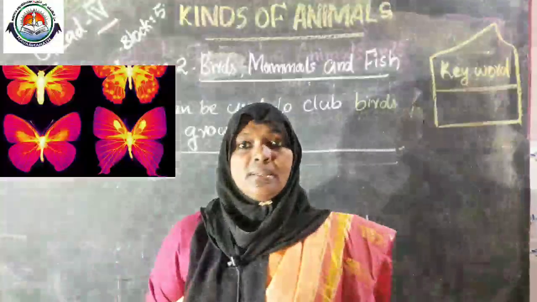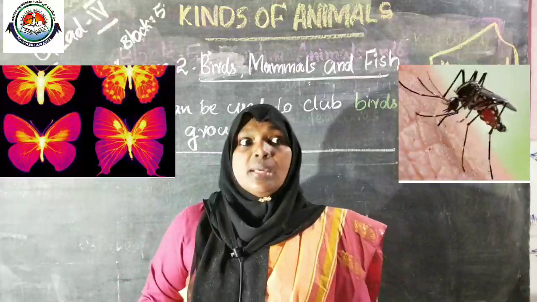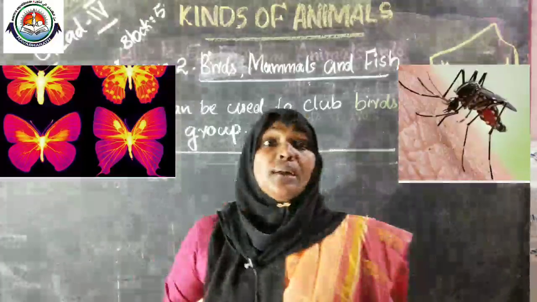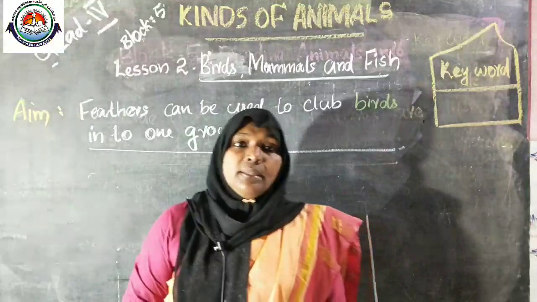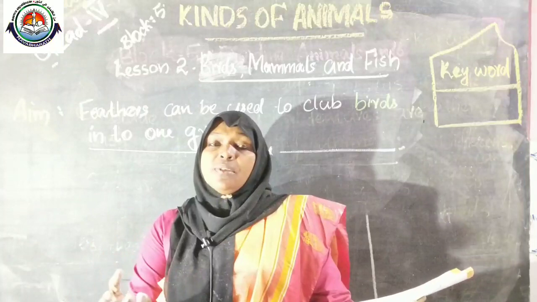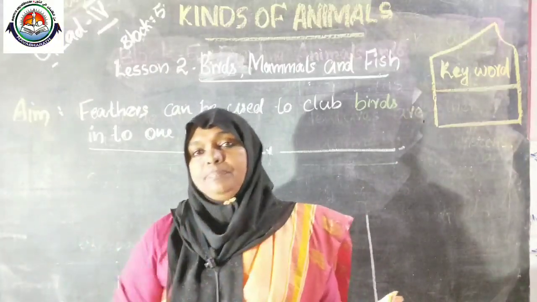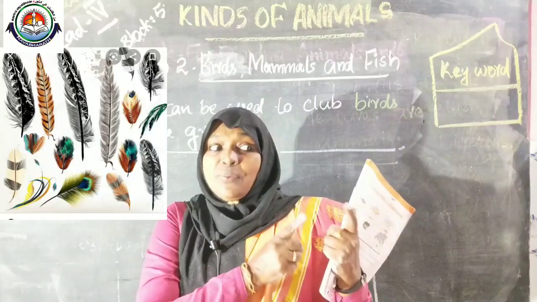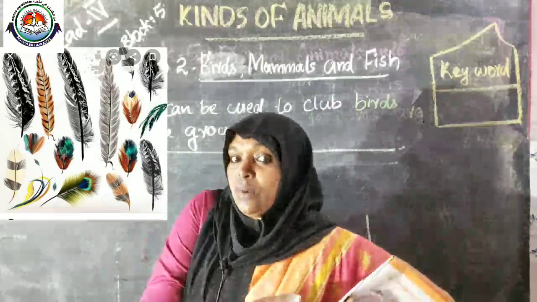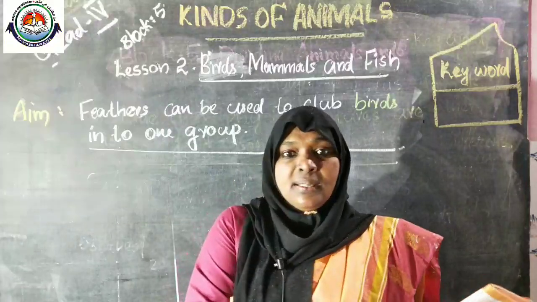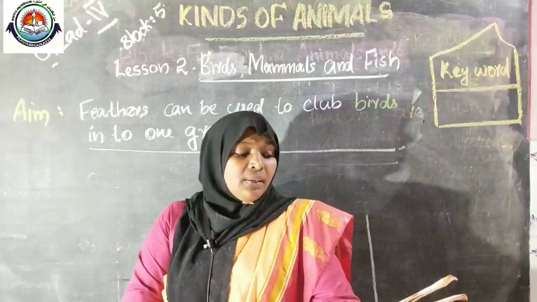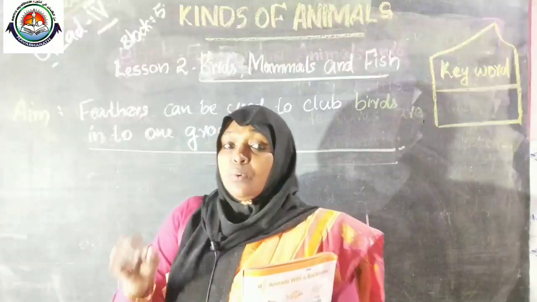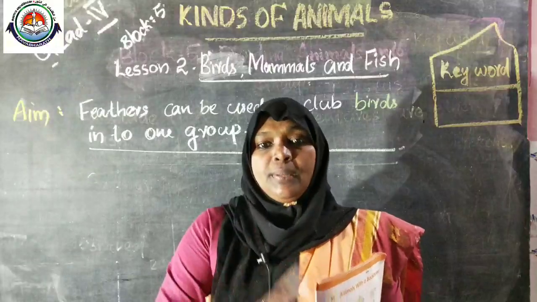Butterfly has wings. Mosquito has wings. Are these birds? No, they are not birds. Then, what is the common feature of birds only? What's that? Yes, they have feathers. Clear? Okay. Then the common feature of a bird is they have feathers on their body.